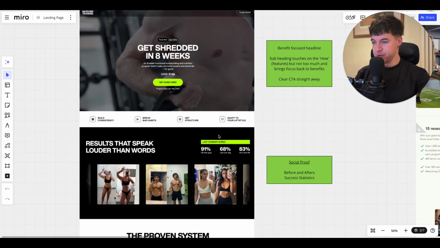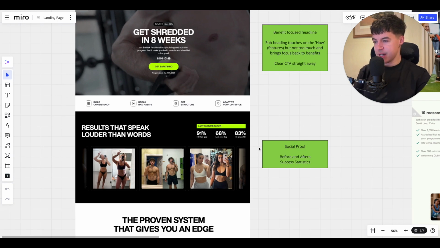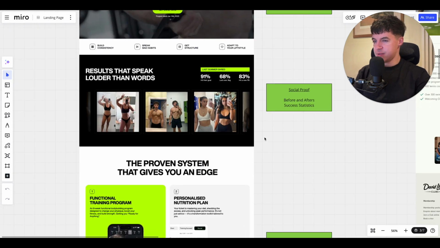And then we scroll through to this next white box here. Again, we're talking about benefits and not features. Build consistency, break bad habits, get structure. You know, these are all benefits. These aren't 3 HIIT sessions a week, hit your protein goal, do 10,000 steps a day, do functional bodybuilding. We're not talking about features at all. We're talking about benefits. So you can see that in action here, and we can see why it works.